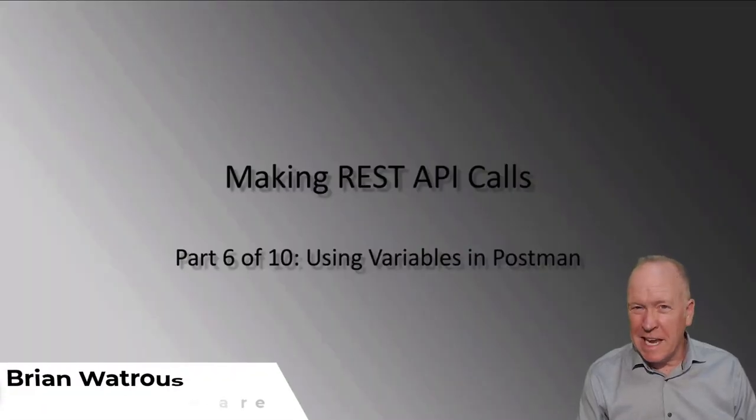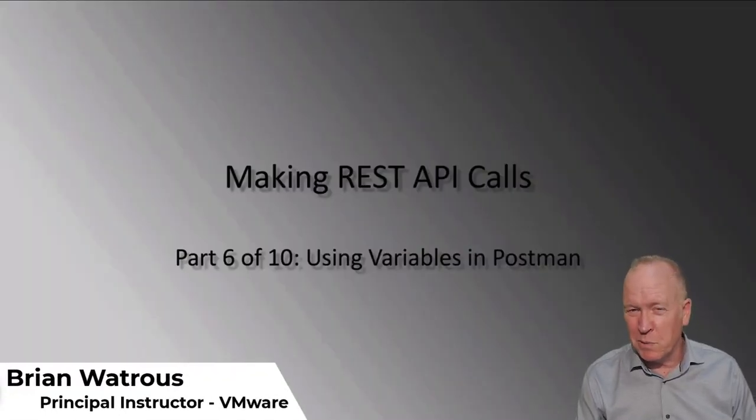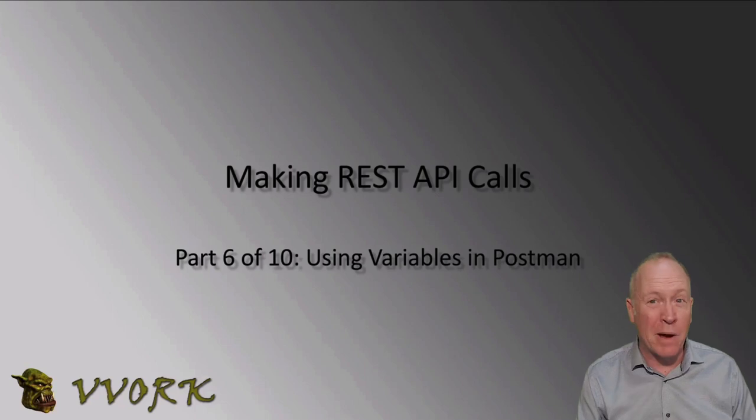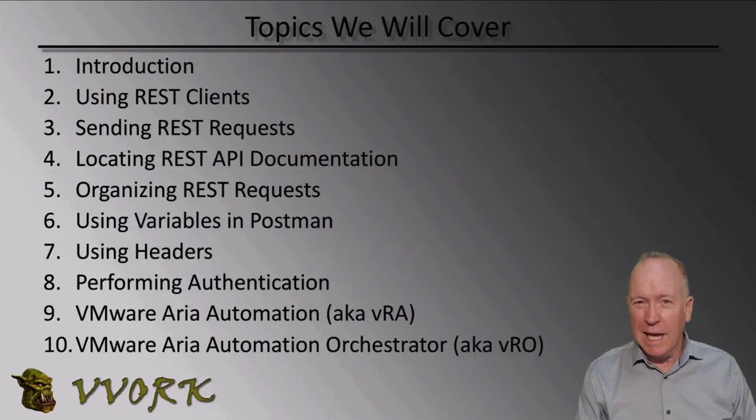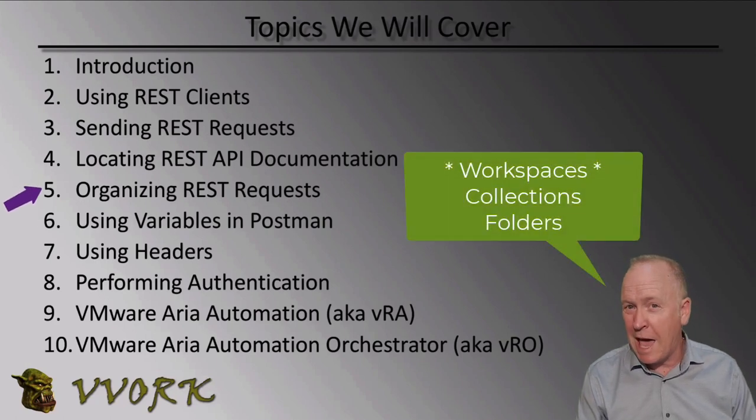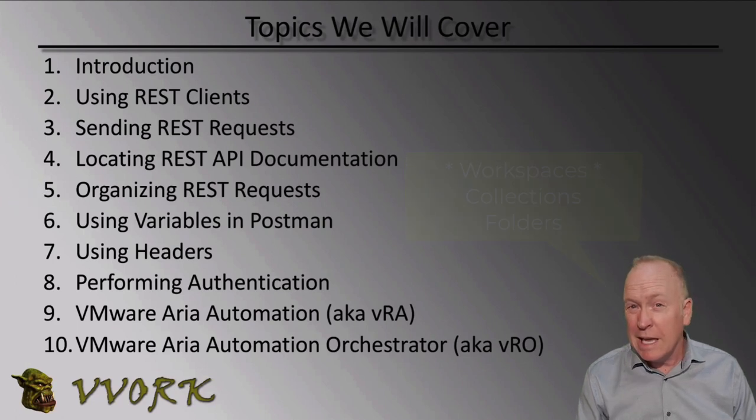This is part 6 in a 10-part video series in which we're discussing how to make REST API calls. In this video, we are going to talk specifically about how to use variables in Postman. In the previous video, we talked about how to use workflows, collections, and folders to organize your REST requests. In this video, we're going to talk about how to use variables in Postman.